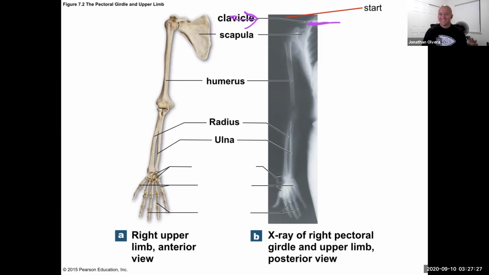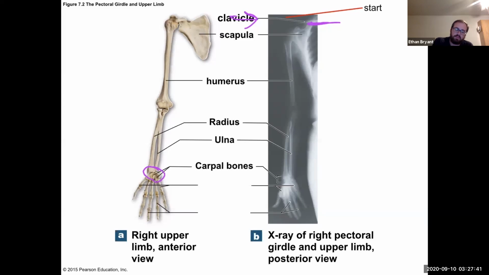Now I forgot the name of it. The interosseous membrane connects them, right? Okay. Now, what are these bones connecting here? Carpal bones. And how many are there?